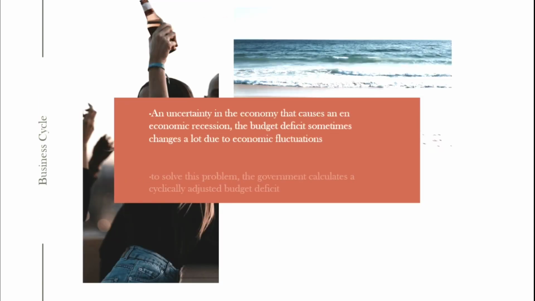And the last is the business cycle. Many changes in the government budget deficit occur automatically in response to a fluctuating economy. That is, the deficit can go up or down, either because the government has changed policy or because the economy has changed direction. To solve the problem, the government calculates a cyclically adjusted budget deficit.